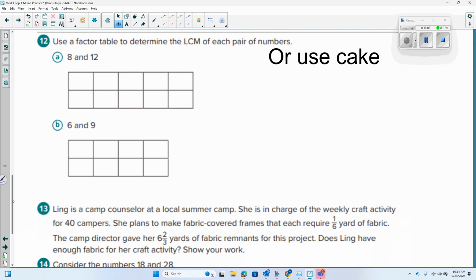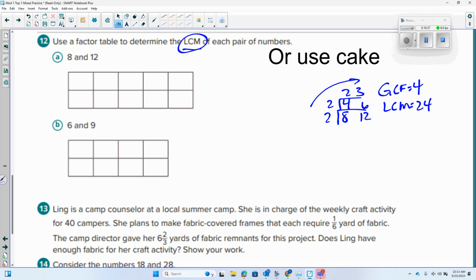So I am not going to use the factor tables because I'm just going to use 8 and 12. I divide both those by 2, which gives me a 4 and a 6. I can divide those by 2 again, which gives me a 2 and a 3. I want to use the LCM, all of them. So I'm just going to do it for fun because the GCF is 4. 4 times 2 is 8, 8 times 3 gives me an LCM of 24.